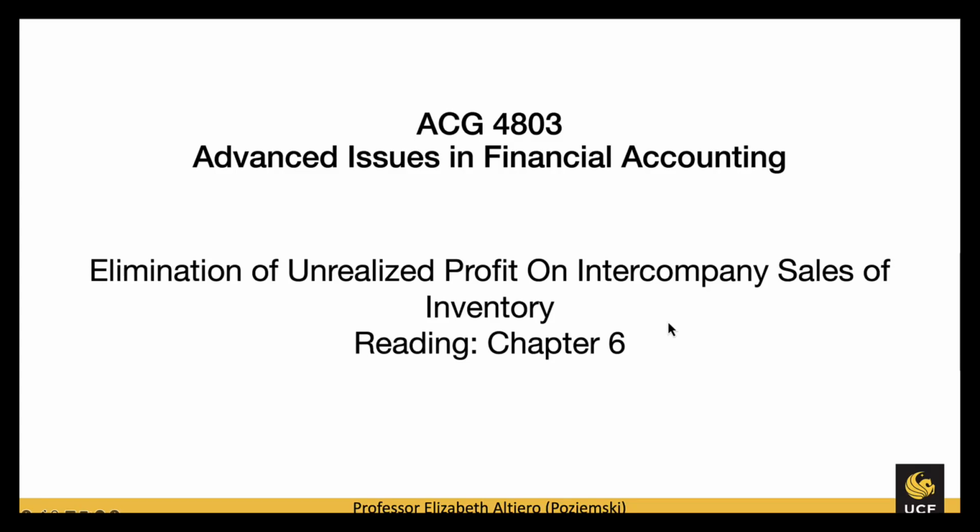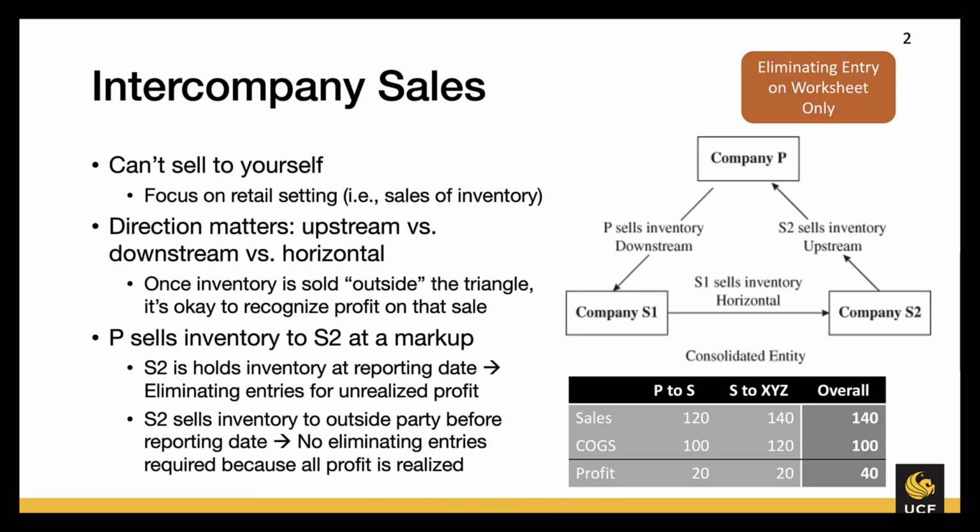In this chapter, we will be talking about the elimination of unrealized profit on intercompany sales of inventory. So the whole idea here is that you cannot sell to yourself. So if we have a consolidated entity in which our parent and subsidiaries are selling inventory to each other, none of those sales count until the product has left the consolidated entity.